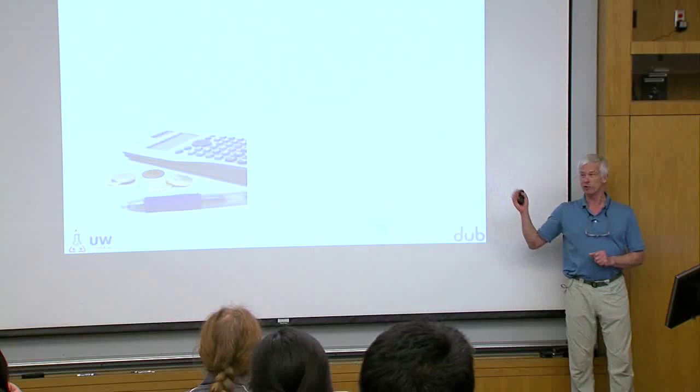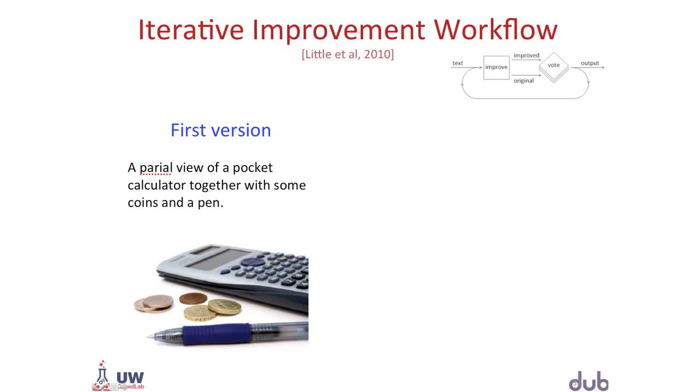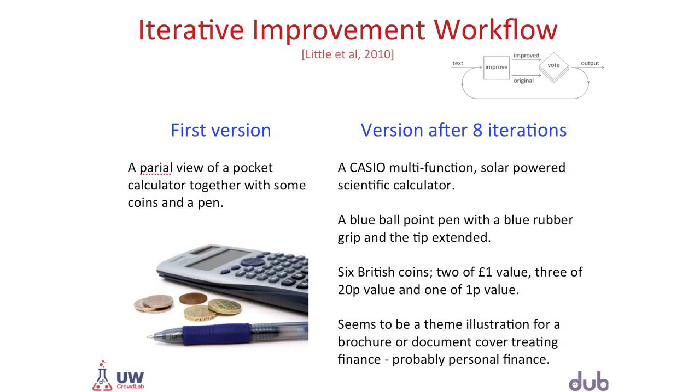So this is a really simple workflow, but it's actually quite incredible. So if you give workers on Mechanical Turk a picture like this and ask them to write a caption, they come up with something like this. If you then send that into this iterative improvement workflow and have a number of different people working on it, then you come up with a version like that, which is a much better caption than any one worker on Mechanical Turk could come up with by themselves, even if you pay them a lot more money.